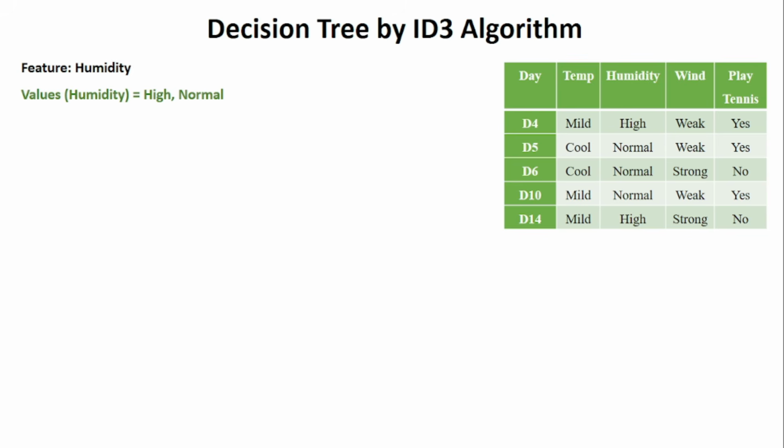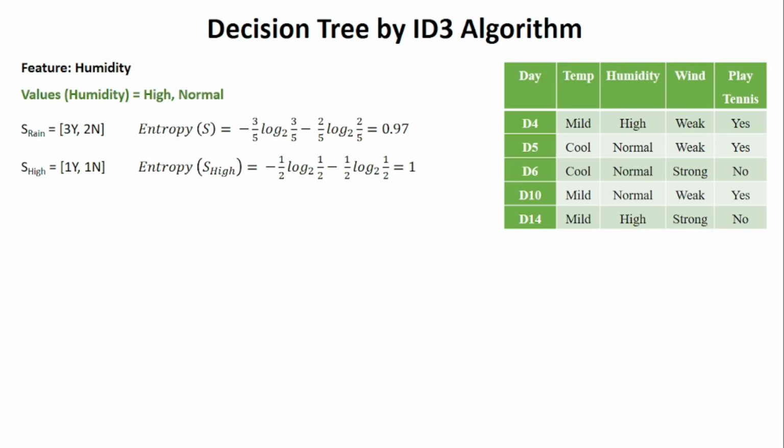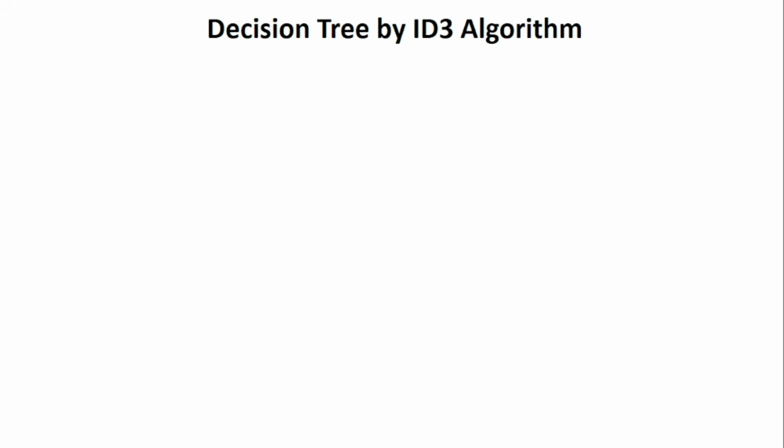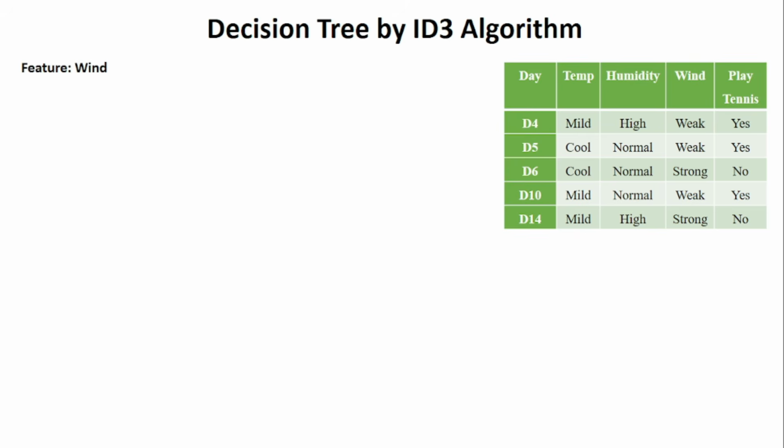Under humidity we have two values, high and normal. For S rain, the total entropy as we have calculated earlier is 0.97, and entropy of S high is equal to 1. And in this case S normal has 2 yes and 1 no. So if you see normals, we have 3 normals and out of these 3 you have 2 yes and 1 no. So entropy of S normal is equal to 0.9183. So information gain of S rain given humidity is equal to 0.0192.